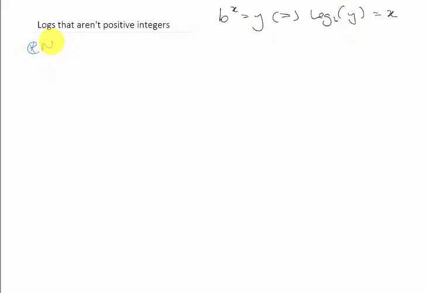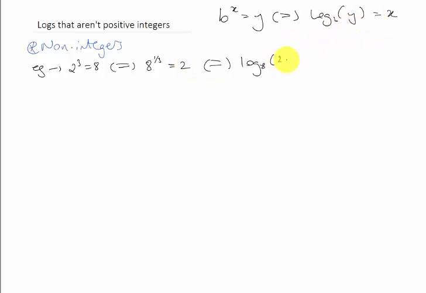So first of all, let's look at some non-integers. So what I mean is a fraction. For example, we know that 2 to the power 3 is equal to 8, and therefore with what I was talking about with the roots before, 8 with the power of 1/3 is equal to 2. These two things are equivalent, and therefore using this equation here, we know that the log in base 8 of 2 is equal to 1/3.